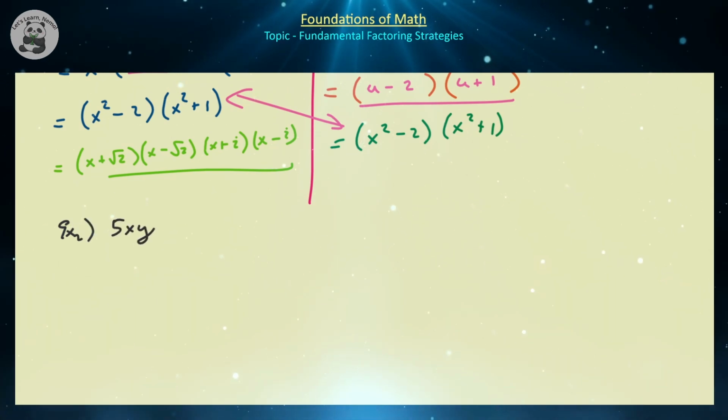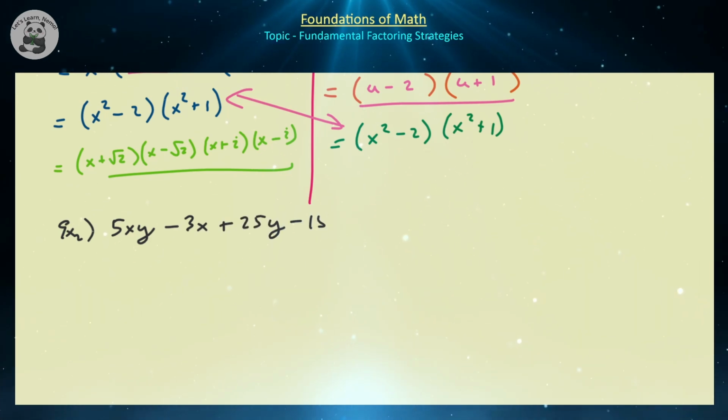But let's keep it simple. So 5xy minus 3x plus 25y minus 15. And let's assume that we want to group in the original grouping. Sometimes we might have to rearrange some of these terms to get a better grouping, but let's group in this particular order. So what can I take out of the first two terms?